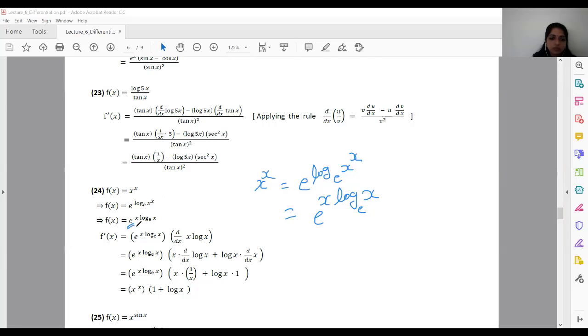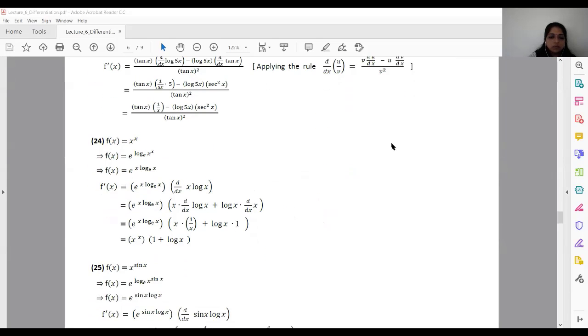Now, this is our exponential function. So the derivative of e raised to x log x, keep it the same. Then applying the chain rule, d by dx of x into log x, this x is our u, this log x is our v. So applying the u into v rule, x keep it the same, the derivative of log x is 1 by x, then log x keep it the same, and the derivative of x is 1. So our final answer is x raised to x, into 1 plus log x.